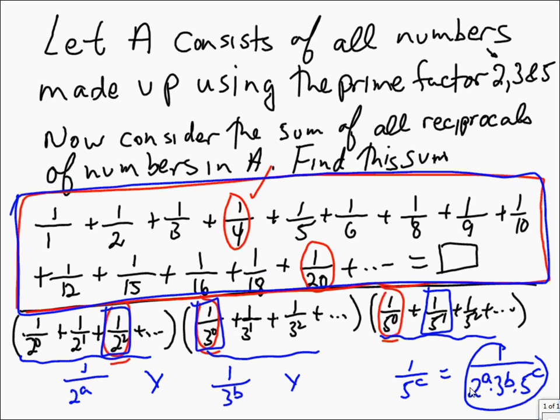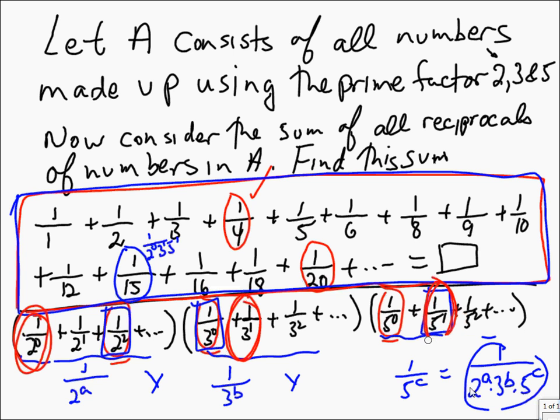And every number up here, say this number, this is 1 over 2 to the 0, 3 to the 1, 5 to the 1. Well, I can multiply 1 over 2 to the 0 by 1 over 3 to the 1 times 1 over 5 to the 1, because it's going to be there. These two are equal.